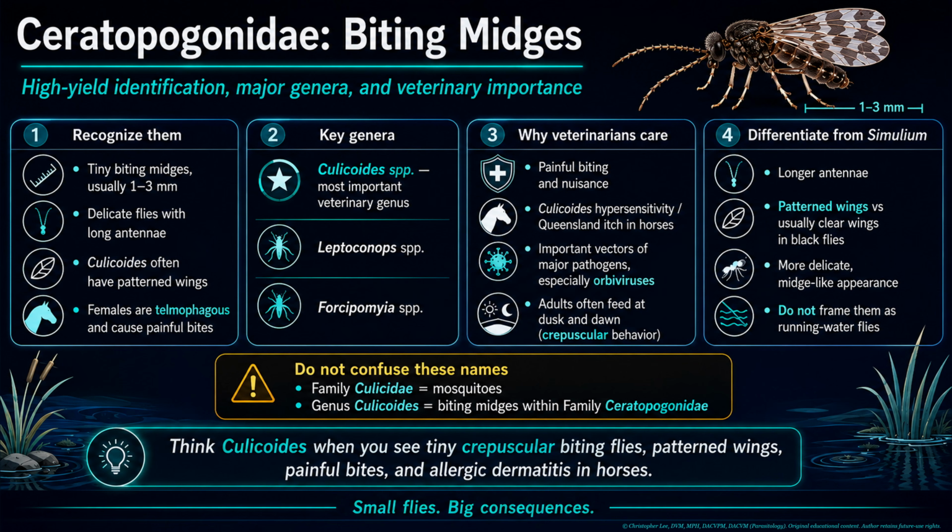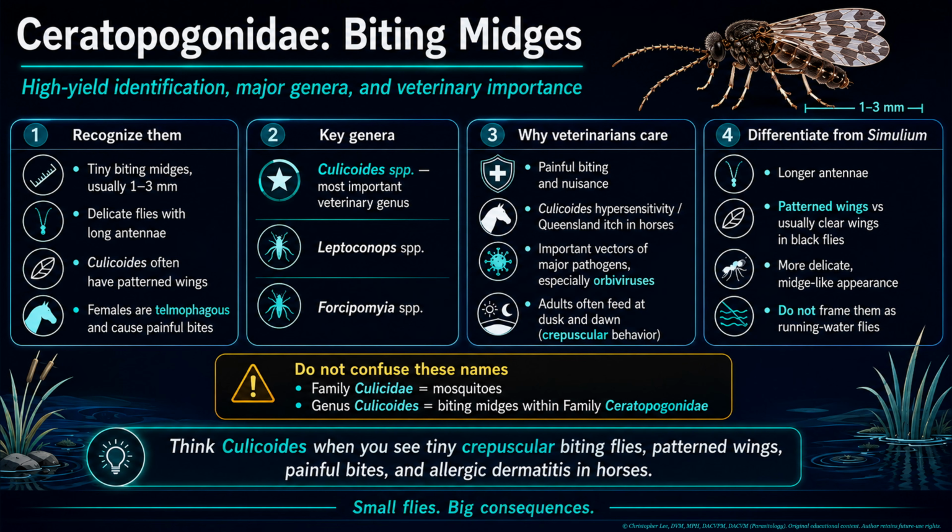Now we move on to the family Ceratopogonidae, the biting midges, often called no-see-ums. The most important veterinary genus here is Culicoides. I want to pause on that name because it's a common trap. Culicidae is the family of mosquitoes. Culicoides is the genus of biting midges within the family Ceratopogonidae. Those names look similar, they may sound similar, but they do not mean the same thing.